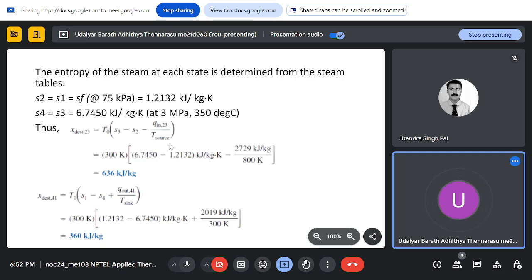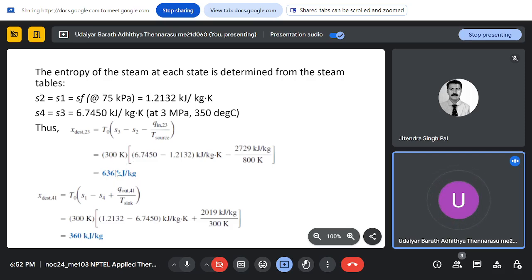So this is what we get. You can do a direct exergy balance, or you can do an entropy balance, and you will both end up with the same equation. So T naught is 300 Kelvin, and we know the entropies. Substituting that, and we know how much heat we are giving to the cycle, which is 2729, and we also know the source temperature of the furnace, which is 800 Kelvin. So substituting that, we will find that the exergy destroyed across the boiler is 636 kilojoule per kg.